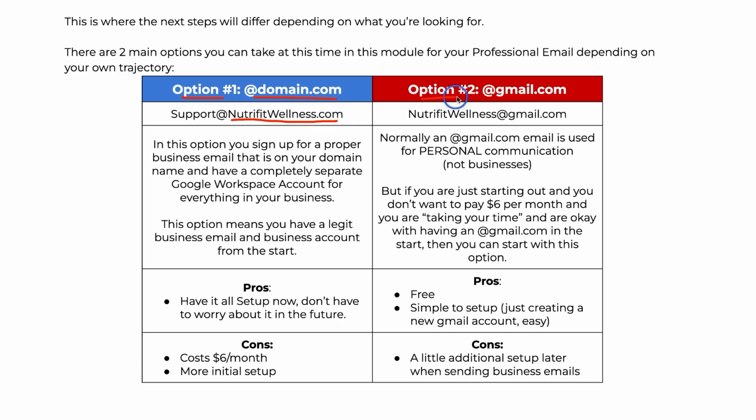And then option number 2 is going to be to actually use an at gmail.com address. Now this is different because the domain is just going to be at gmail.com. And then over here, it's going to be like NutriFit Wellness, Body Forge, support, team NutriFit Wellness at gmail.com, whatever. Okay. So you're going to see that there is a very big difference between these two options. Now let me explain a little bit more here.